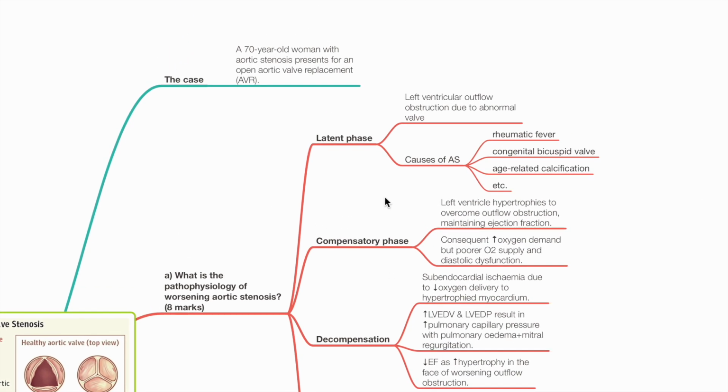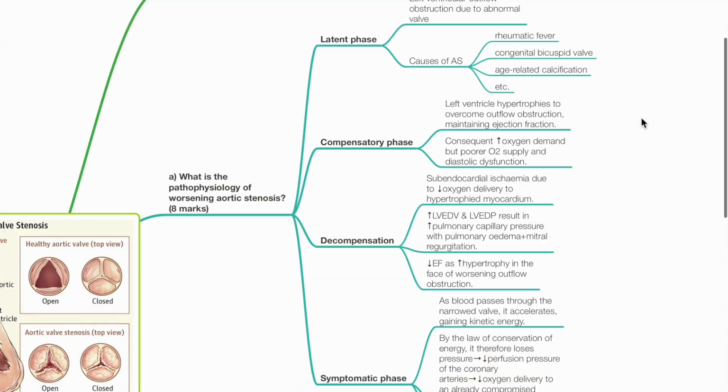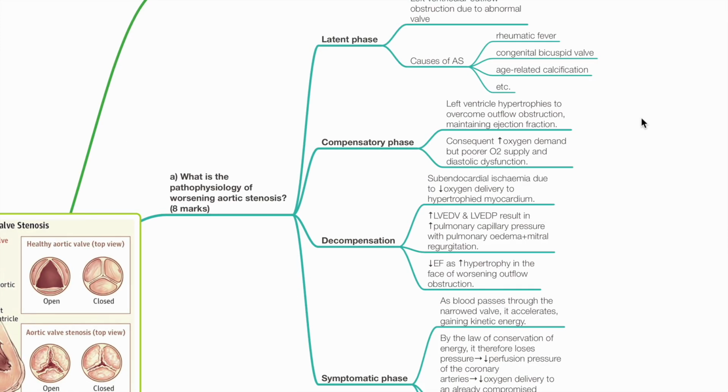During the latent phase, left ventricular outflow obstruction occurs due to abnormal valve. Causes of aortic stenosis include rheumatic fever, congenital bicuspid valve, and age-related calcification. Compensatory phase: left ventricle hypertrophies to overcome outflow obstruction, maintaining ejection fraction. Consequent increased oxygen demand but poorer oxygen supply and diastolic dysfunction occurs.